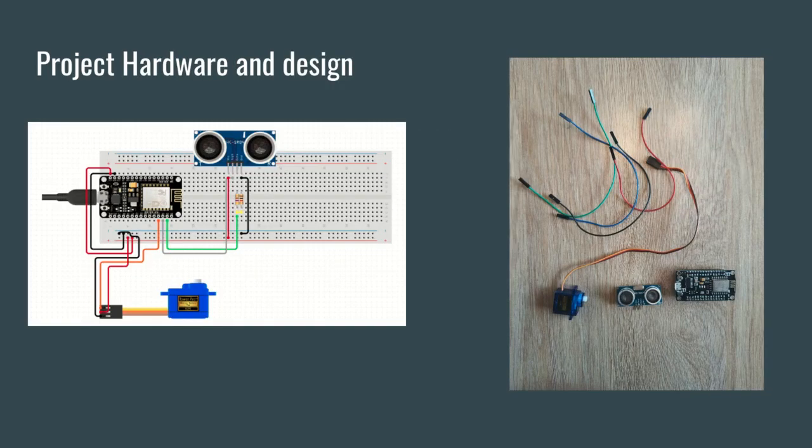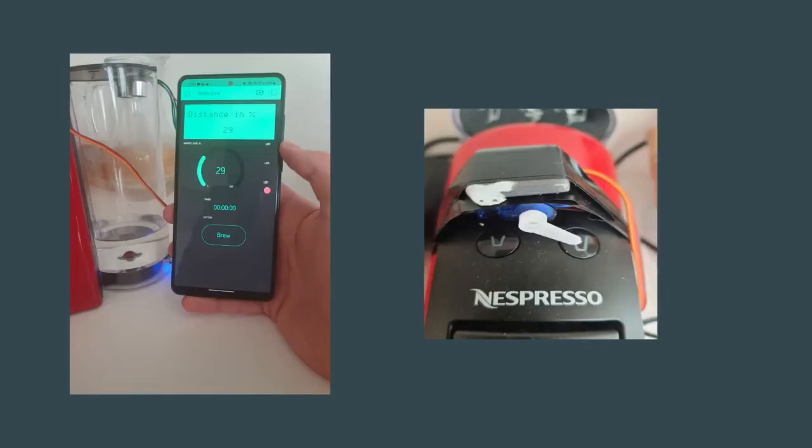Here is my project hardware and design. And here is my project setup. As you can see, the water distance can be demonstrated on the left, and on the right, it shows how the servo motor activates the coffee maker.